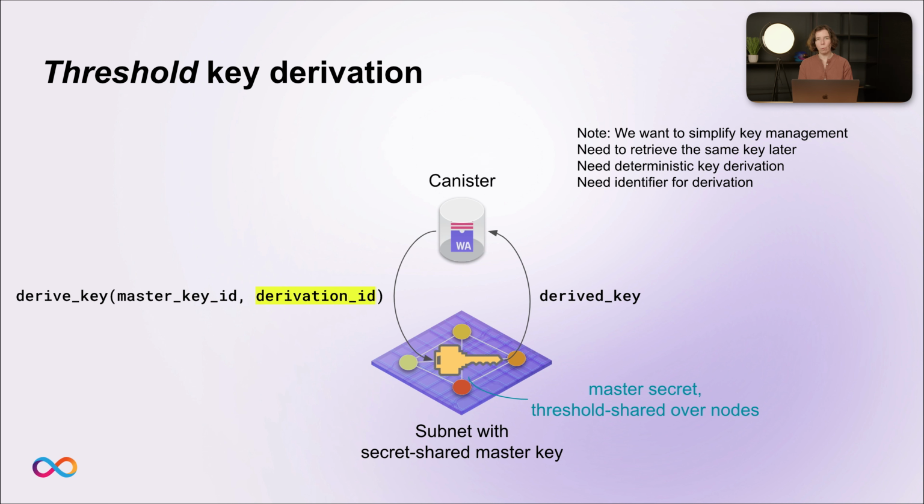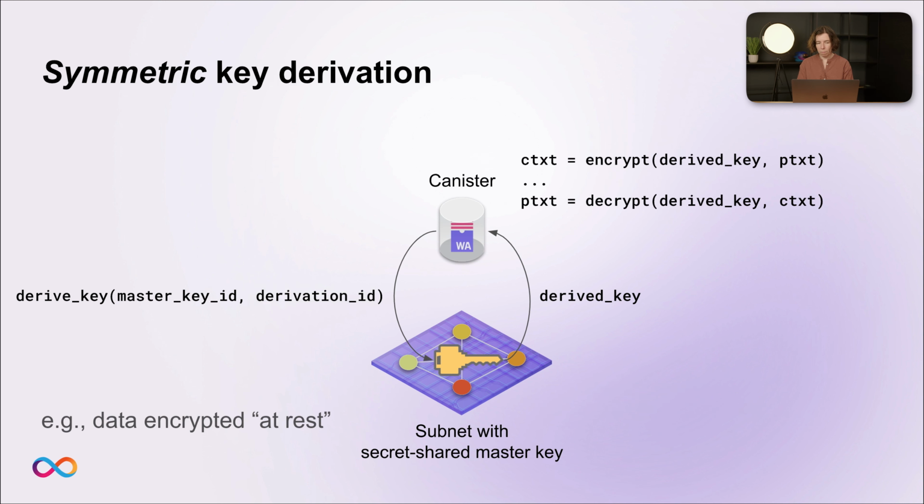So I need to be sure that I can get the right key at the right time from the right place. And for this, we need some sort of identifier. So I need to say that, hey, it's my key from that time. You need to derive that one for me so that I can actually decrypt or do whatever I wanted. And so this is the very basic view of threshold key derivation. And it's on this basic picture that we build everything.